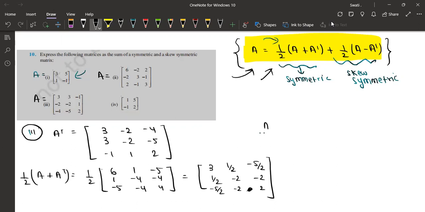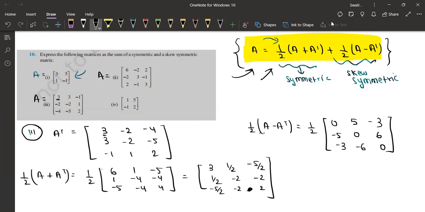Now it's time to find half of A minus A transpose. It is half as it is, and let's start finding A minus A transpose. It is going to be 0, 5, -3. Remember how I'm doing it: A minus A transpose. So 3 minus 3, 0. 3 minus -2, that is 5, like this. So 0, 5, -3. Next is -5, 0, 6. And the next is -3, -6, 0.